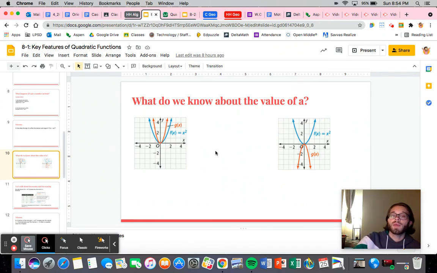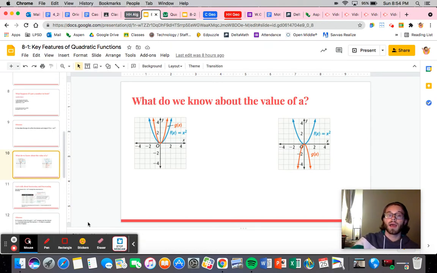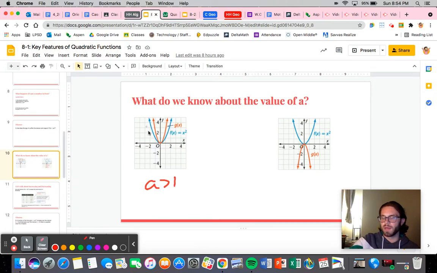So how do we actually know, or what do we know about the value of a based on this picture? We have a really skinny one, so a is just going to be greater than 1. I don't know exactly what it is, but I know a is greater than 1, with the blue line being the original one.